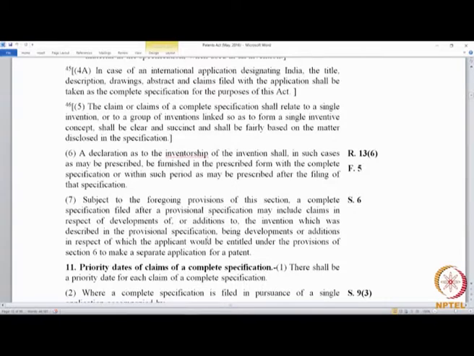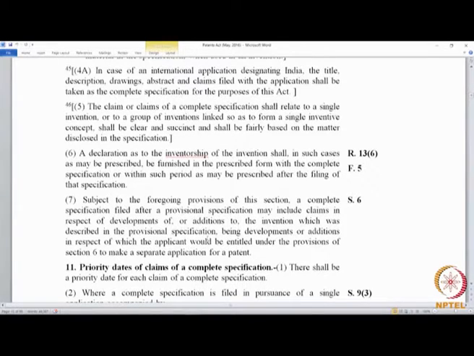Subsection 7 says that if a complete specification is filed after a provisional, then all the developments and additions that happen to the invention in the interregnum, in the period between the filing of the provisional and the complete, can also be claimed in the complete. There is no need for the applicant to file a separate application for that, though he would be entitled to do it. But since there is a time period between the provisional and the complete, all the development that happened after the filing of the provisional could also be included in the claims of the complete.